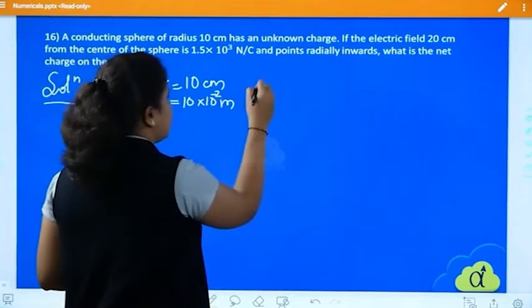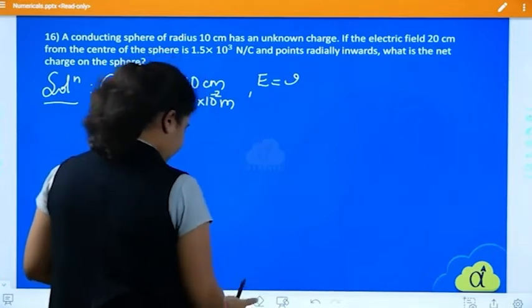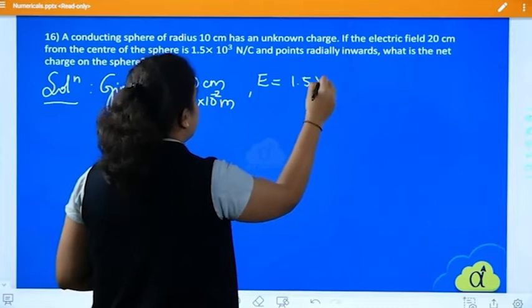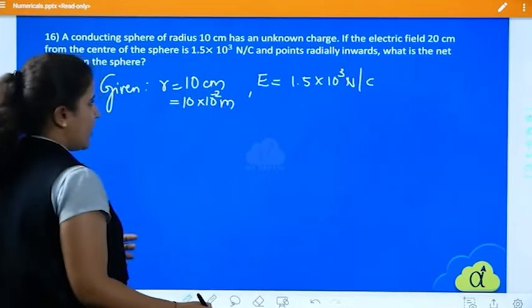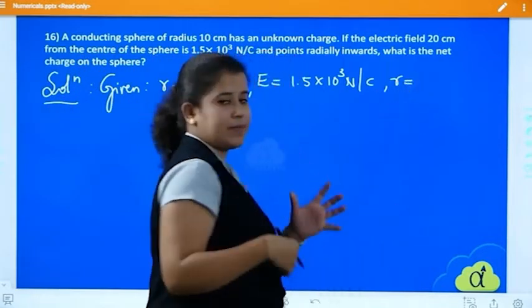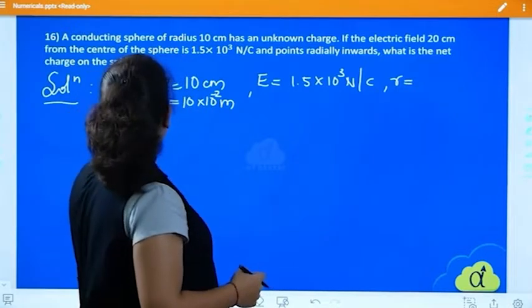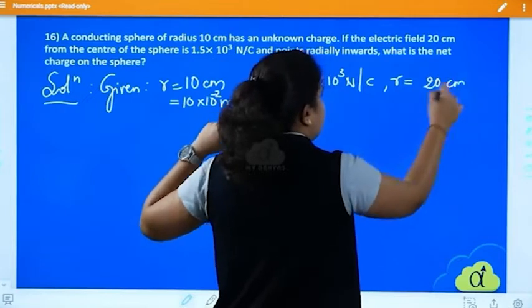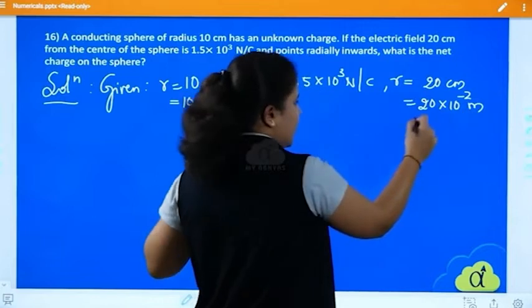And after this they have given me the electric field E, which is 1.5 into 10 raised to 3 Newton per Coulomb. Another one is the distance from the center of the sphere, which is r. R is given as 20 centimeter, that is 20 into 10 raised to minus 2 meter.